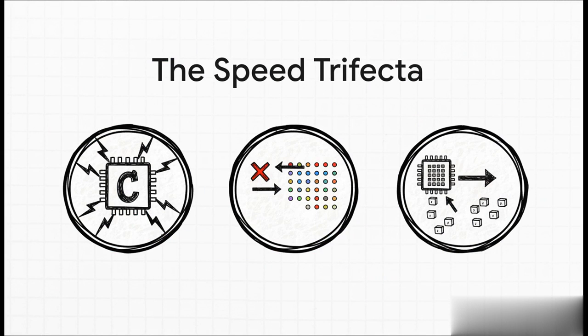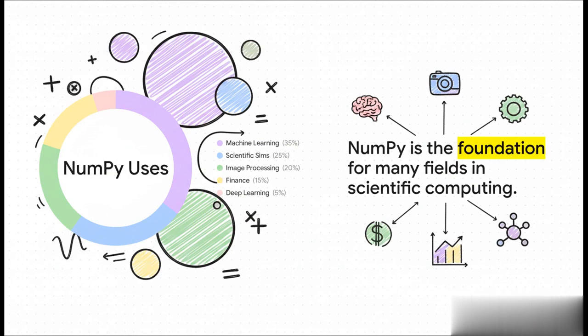I like to call it the speed trifecta. There are 3 big reasons. First, the heavy lifting in NumPy is actually done by code written in C, which is way faster than Python. Second, those vectorized operations we talked about avoid all the slow overhead of Python loops. And third, and this is a big one, NumPy stores its data in one continuous block of memory. This lets your computer's processor grab huge chunks of data all at once and process them in parallel, which is a massive speed boost.